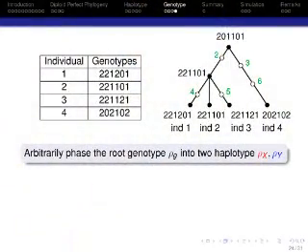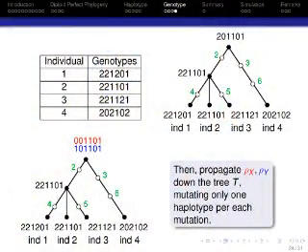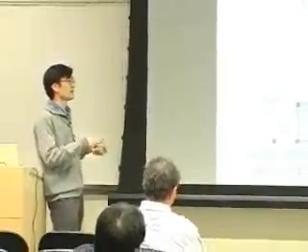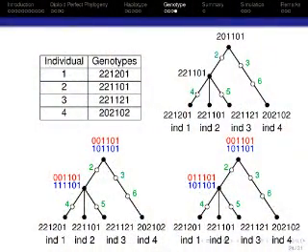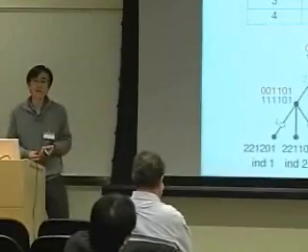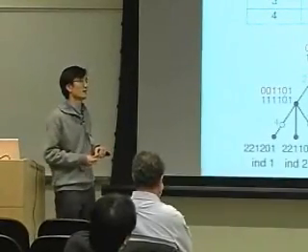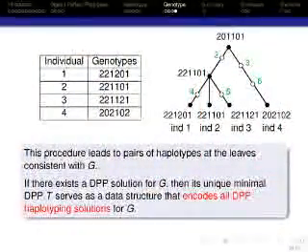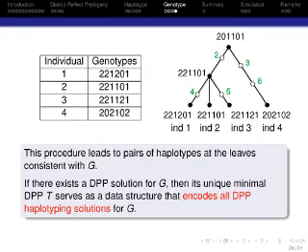And once you have a tree with a unique root sequence, then you just propagate. You first arbitrarily phase the root sequence. Any phasing will do. And then you propagate this phasing down the tree. Again, you have choices here. Whenever there's a mutation, you can either mutate the first one or the second one. So you can actually enumerate exactly how many phasing solutions there are. And this DPP serves as a data structure which encodes all phasing solutions. So yeah, we have a linear time algorithm for the problem.